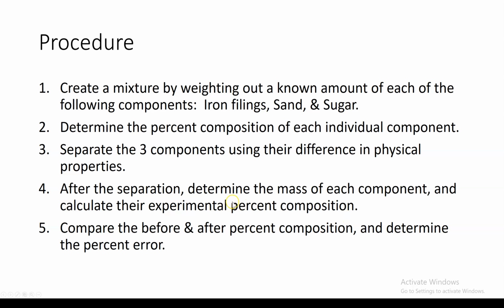There are two types of percent composition that we will see in this lab. One is the actual percent composition, which is obtained from the amount that we weighed out to make up this mixture. After we separate it, of course, we will not be able to recover everything, and there will be some percent error. So in the end, after we have separated the components and determined their percent composition, this becomes our experimental percent composition. We will then calculate the percent error by comparing the before and after percent composition values that we obtain.